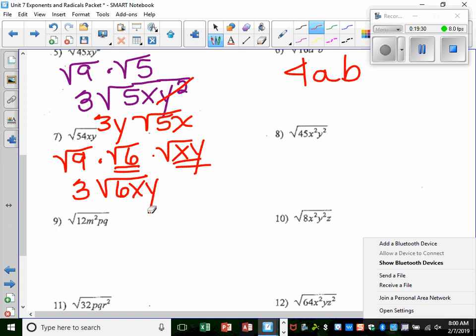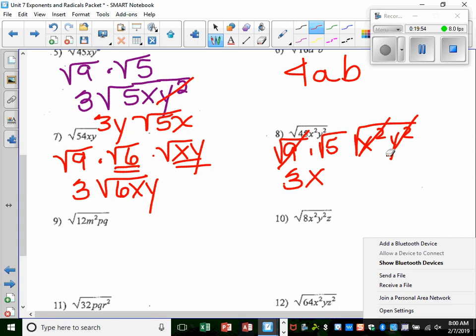Okay. All right, let's do number 8. We can break 45 down to 9 times 5. And is the x squared, y squared perfect? Yes, it is, because it's even. Okay, so what's the square root of 9? 3. That's gone. What's the square root of x squared? X. What's the square root of y squared? y. And what's left under the radical? That's it. Okay, just take it step by step.